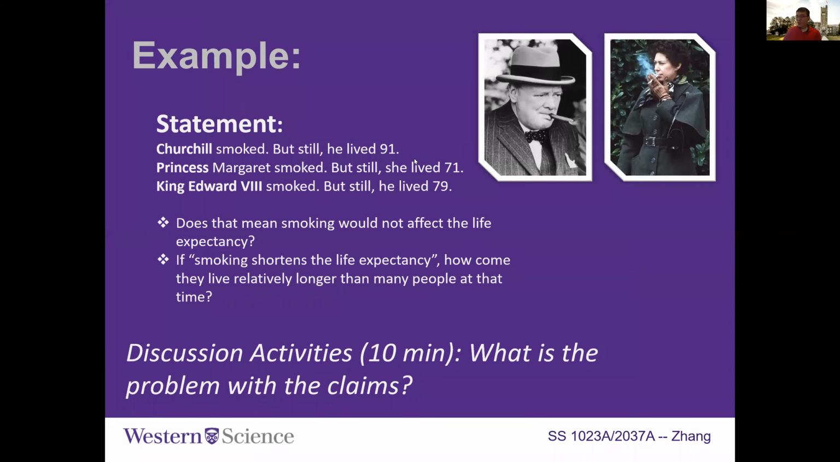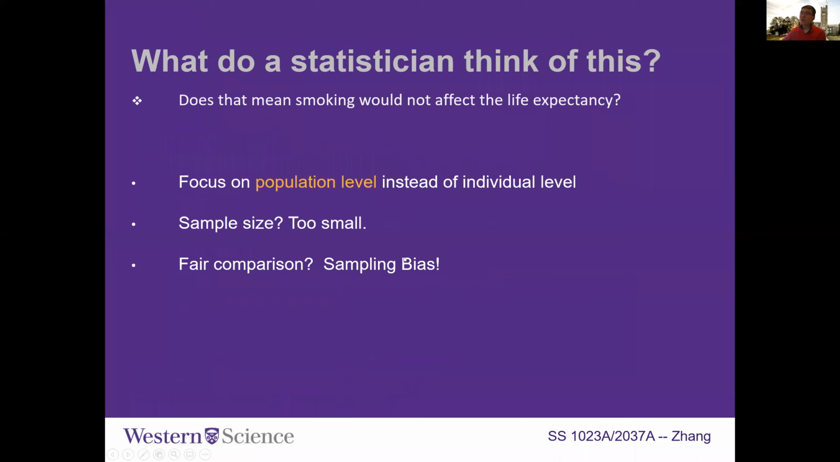So I guess we had a very nice discussion about the example, and I'm very happy that most of you already know what statistical thinking is. Jacob mentioned the sample size, and some other student mentioned that there are other factors, and that is exactly what statistical thinking is about. So for the first statement, do those examples imply that smoking would not affect life expectancy?